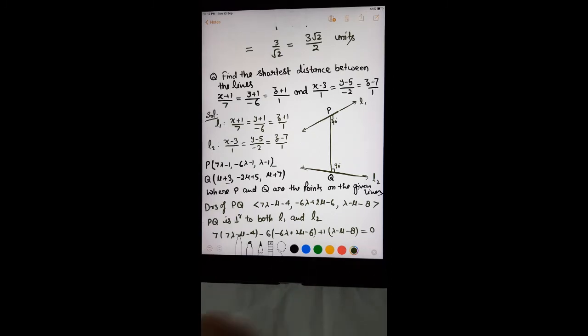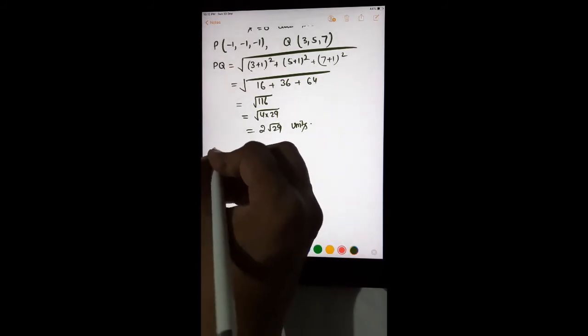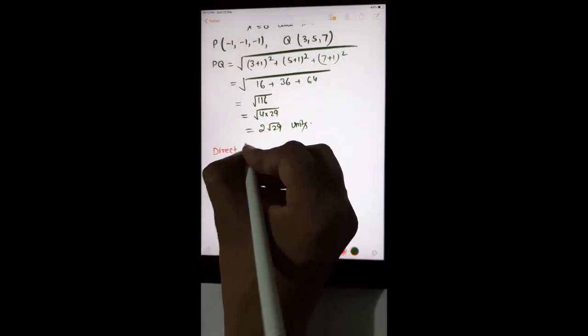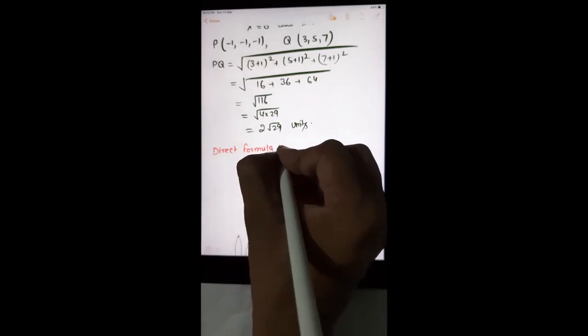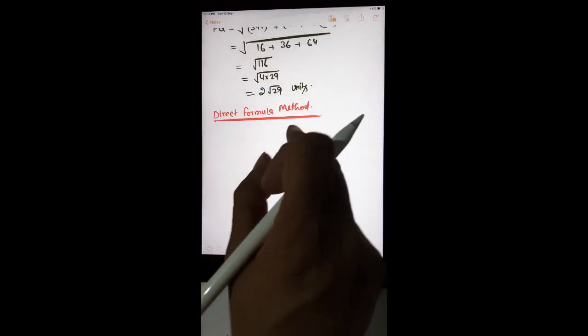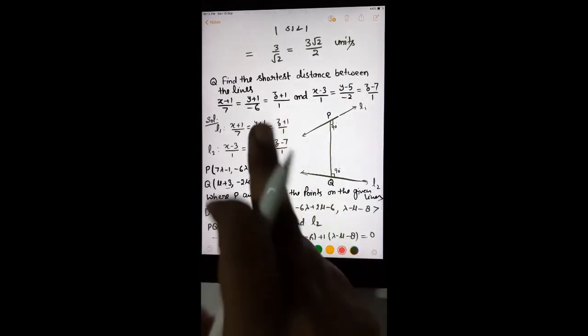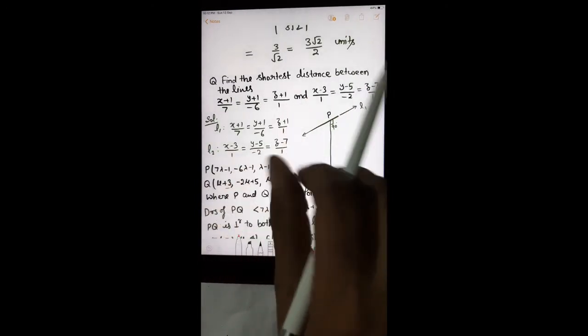Now we can find the distance between these 2 lines, the shortest distance, by using the formula: magnitude of (A2 minus A1) dot (B1 cross B2) upon magnitude of B1 cross B2. So let us see this question by the direct formula method. Here, as per the equation of the line, the first line is passing through the point minus 1, minus 1 and minus 1.